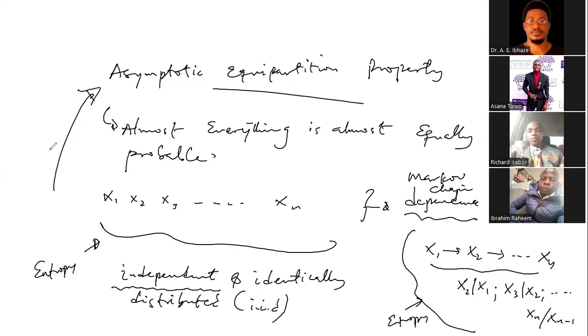But should we consider dependent variables, then entropy rate is what comes to mind, because we are going to see that the entropy value grows as the variables show their level of dependence. And if we say that for independent and identically distributed random variables the asymptotic equipartition property comes to mind, where almost everything is almost equally probable, then this brings us to the law of large numbers. Now, you must have heard of that in statistics, okay?